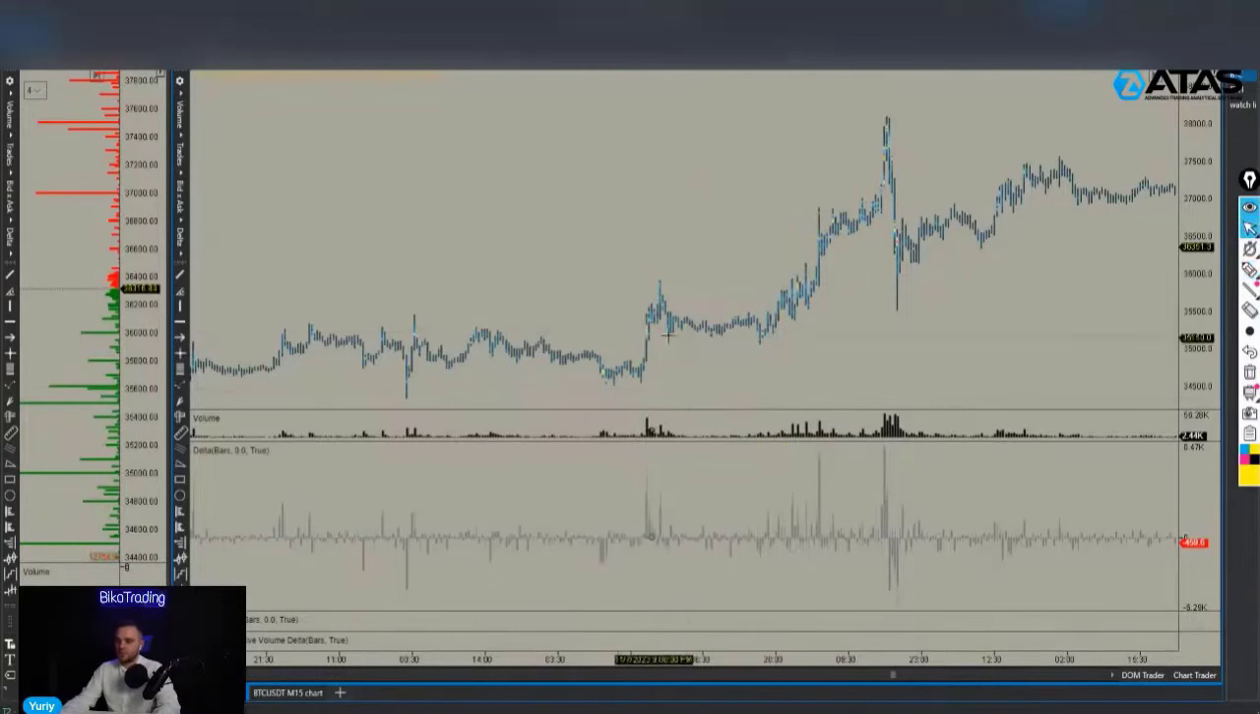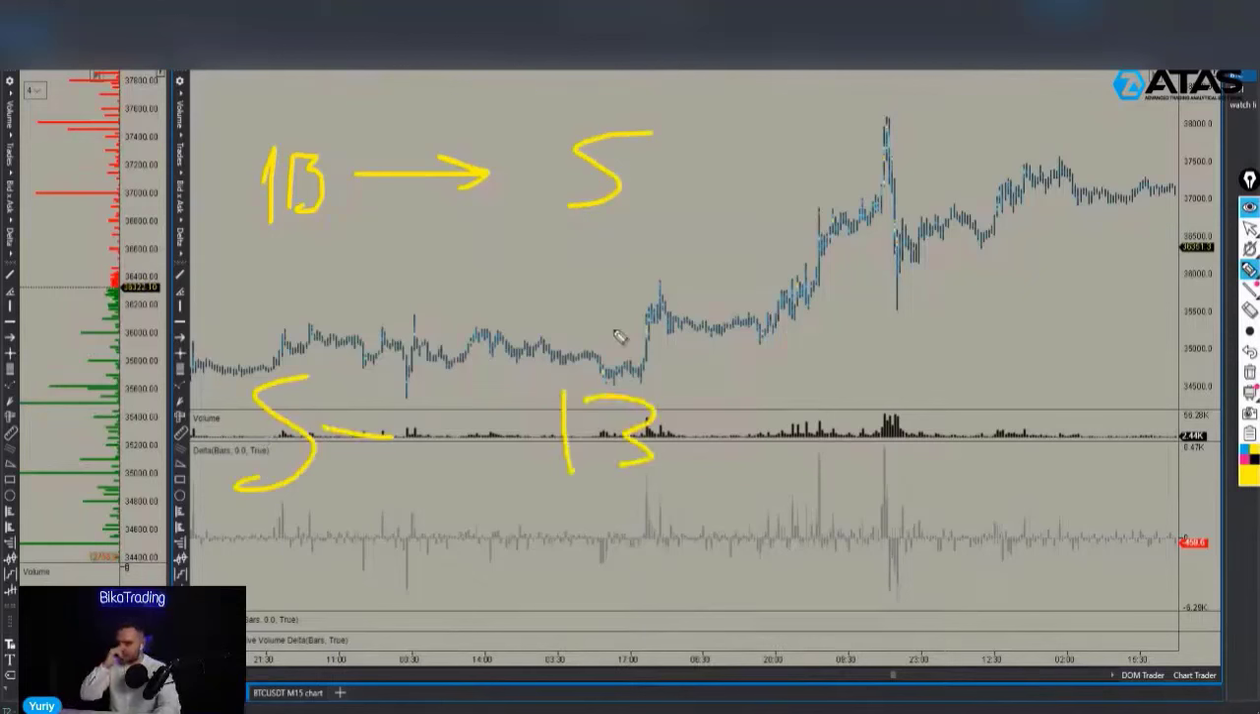You should understand one important thing. If I would like to buy one BTC, someone must sell it to me. If I would like to sell one BTC, someone must buy it from me. That's why the market will always go from liquidity to liquidity. And what I showed to you is this strategy, knife catching.